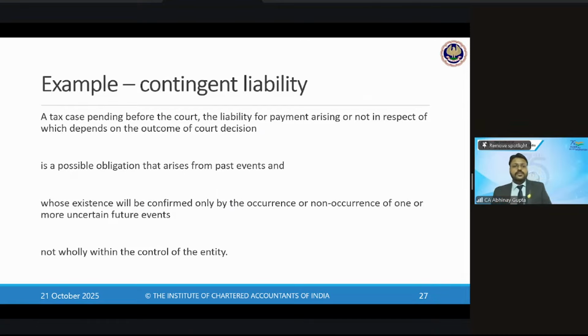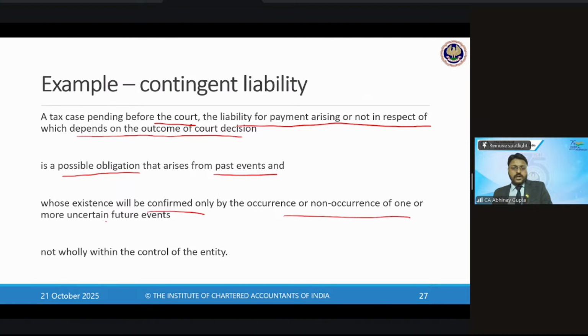Okay, let's do the example. A tax case pending before the court, the liability for payment arising or not in respect of which depends on the outcome of the court, is a possible obligation that arises from a past event and whose existence will be confirmed only when the occurrence or non-occurrence of one or more uncertain future events not wholly within the control of the entity occur. So in this case, what is happening?